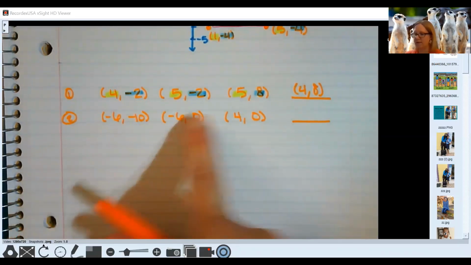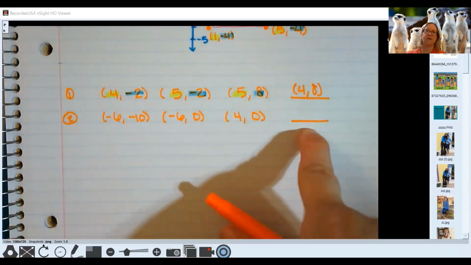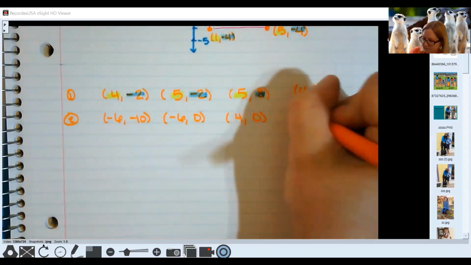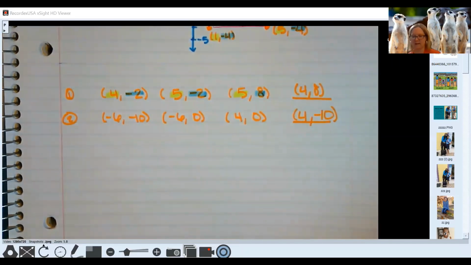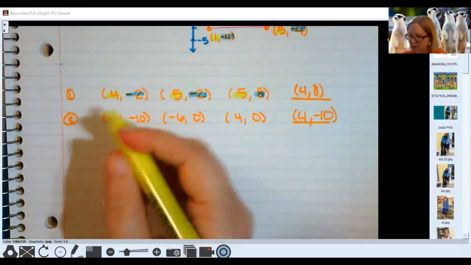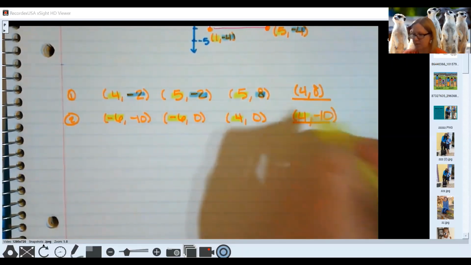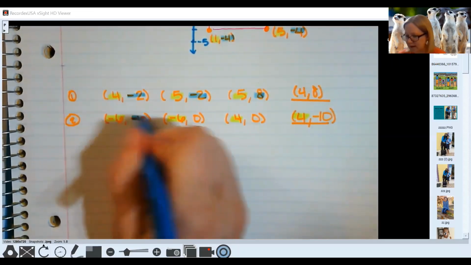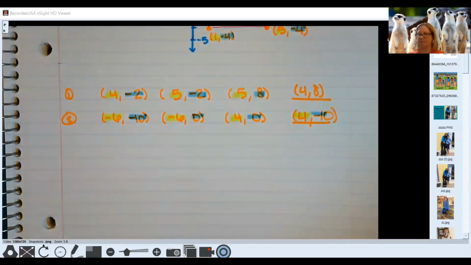All right, if I had the second problem here, -6, 10, -6, 0, 4, 0, my last ordered pair would have to be, hopefully you said 4, -10. And the reason, again, my x coordinates, I have 2 pairs, so -6, -6, 4, and 4. And my y's also have to have 2 pairs, so -10, 0, 0, -10. So it's 2 -10s and 2 zeros.